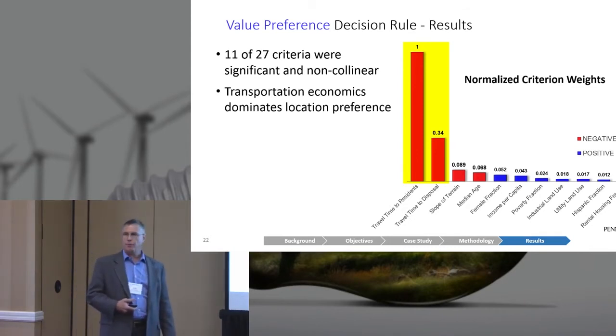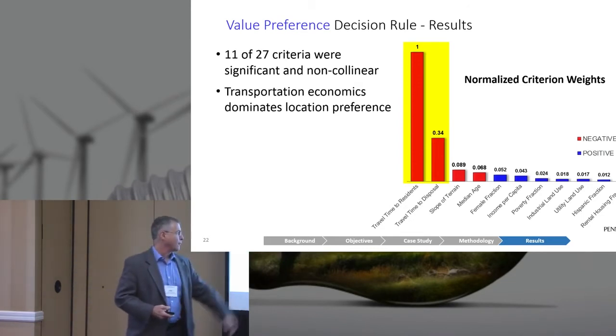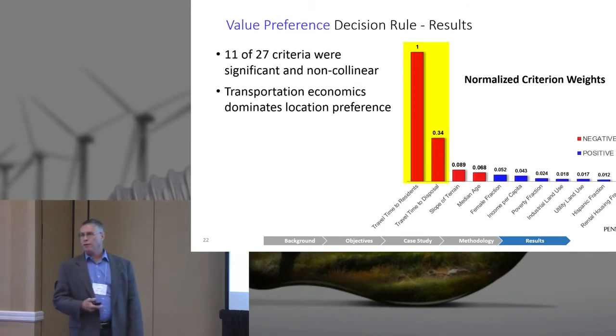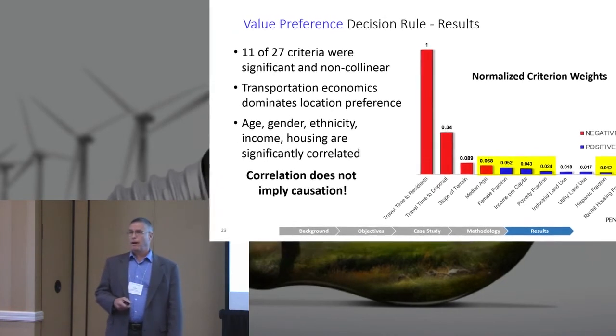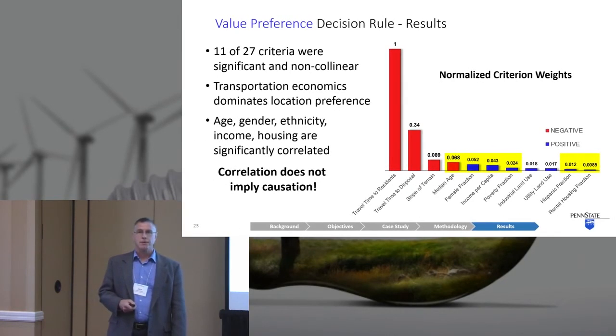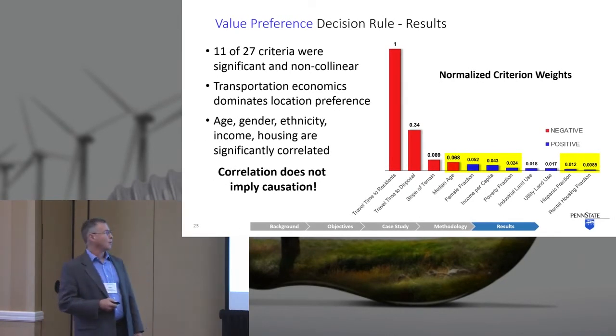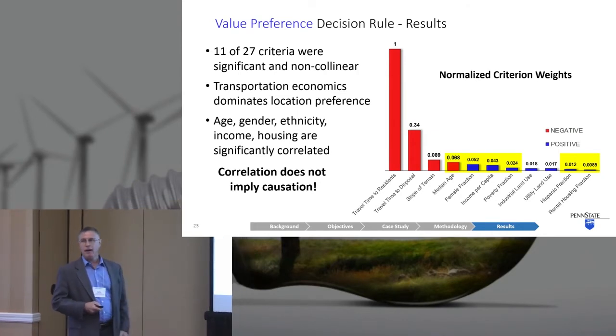I talked about the position between source of waste and the disposal station. You can see travel time to residence was actually the single dominant factor here, about 3 times greater than travel time to disposal. However, we found a number of other demographic factors that were significantly correlated, including gender, ethnicity, income level, housing. These were significantly correlated.